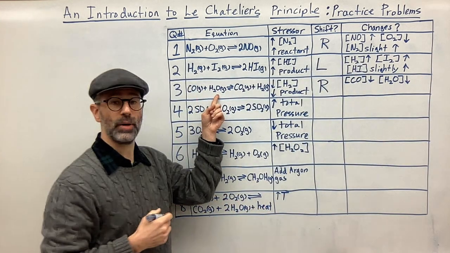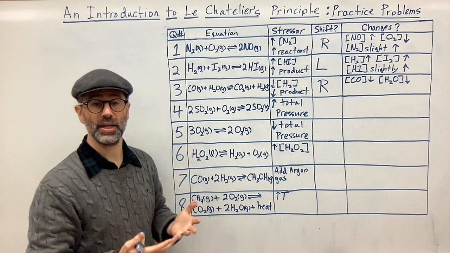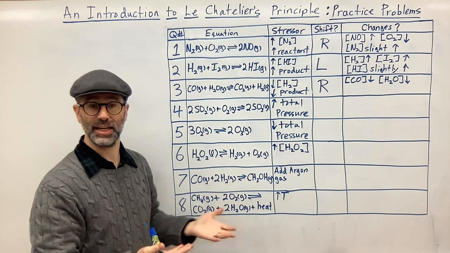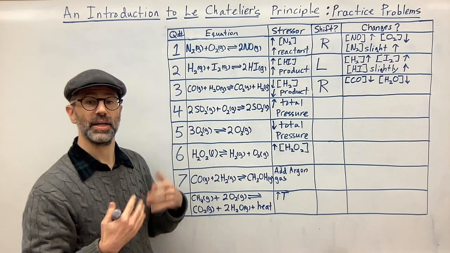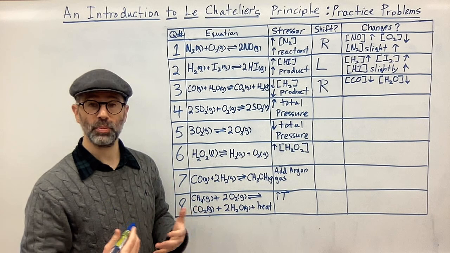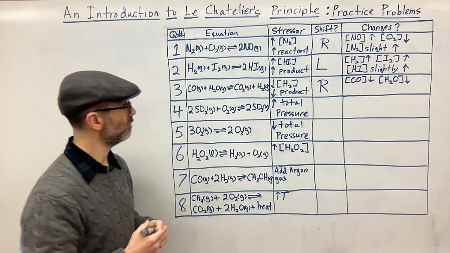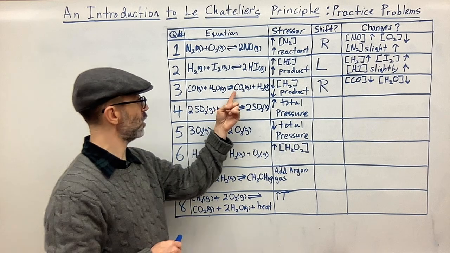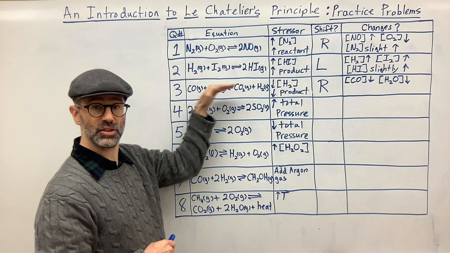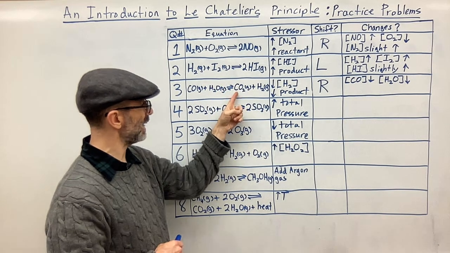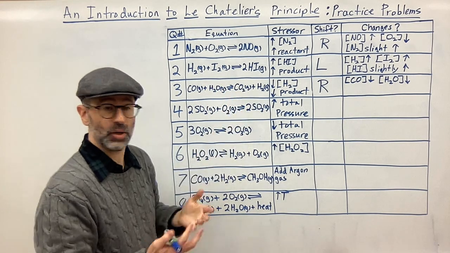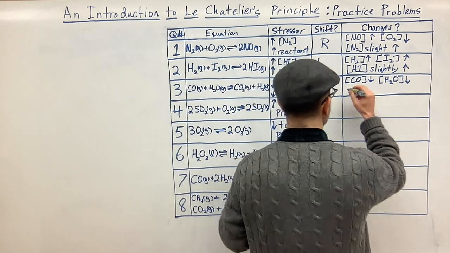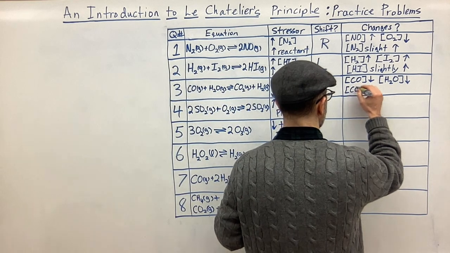And remember, H2O here is a gas, so that's why we can say that it's going to go down. If it was a liquid, it would be no change, right? But in this case, it's a gas, so there will be a change to the concentration of H2O. So then what about our CO2? So since we're shifting towards the right, that means that we're going to increase the amount of CO2. We're building up more product. So the concentration of CO2 increases.